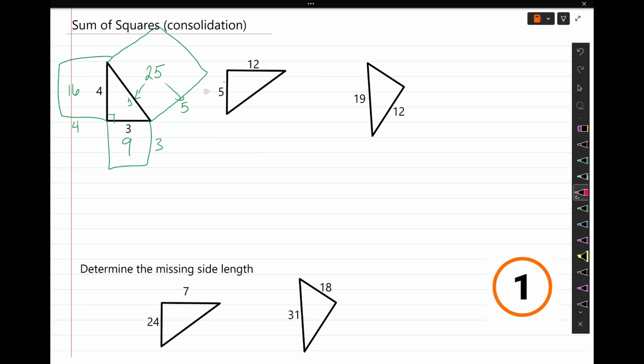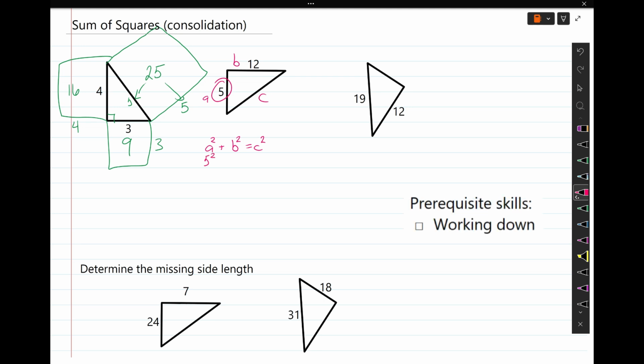Well, the square of this side, I can find that. If we call this side A and this side B, the two short sides will be sides A and B, and then we can call that third side, side C. If I take the square of the first side, that's A squared, and I add it to the square of the second side, that's B squared, I come up with C squared right here. Fantastic. Well, A is just a side length of 5, so that's 5 squared. Here I'm using my prerequisite skill working down. 5 squared plus 12 squared equals C squared. I don't know what C is yet, so I'm just going to leave it right there as C squared.